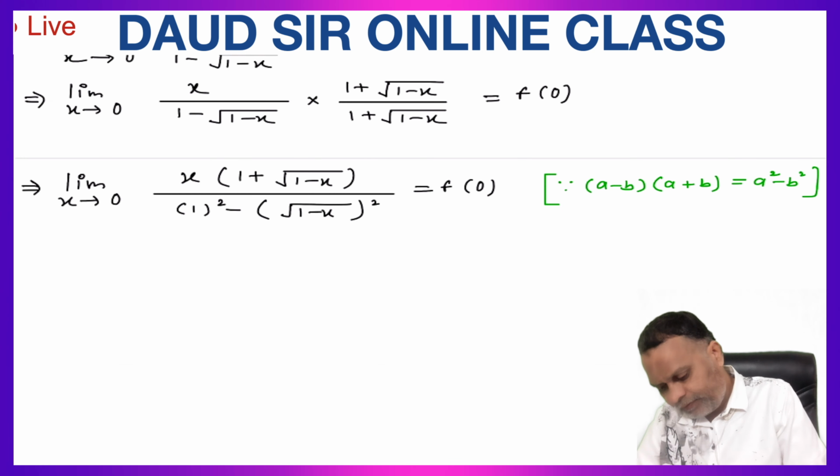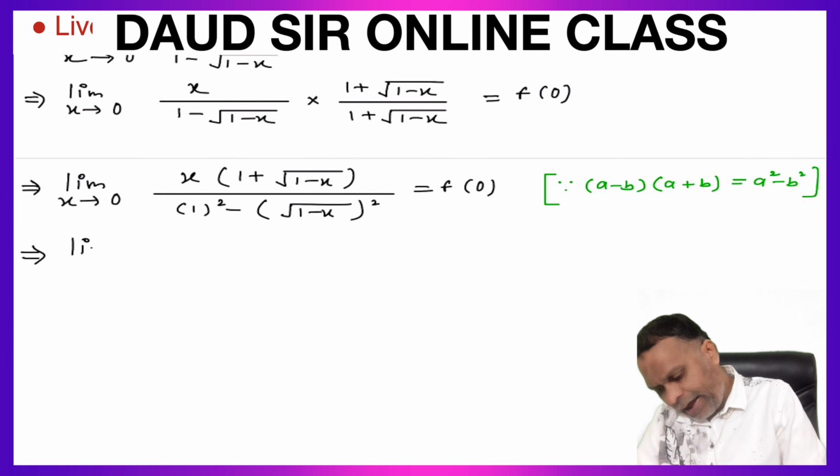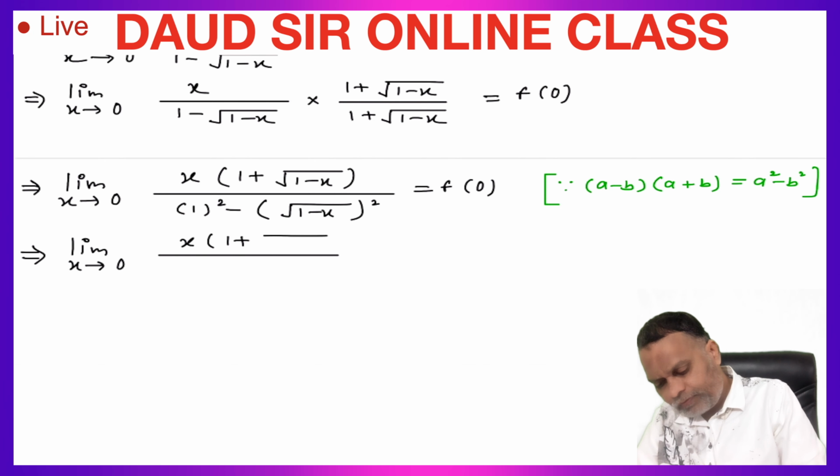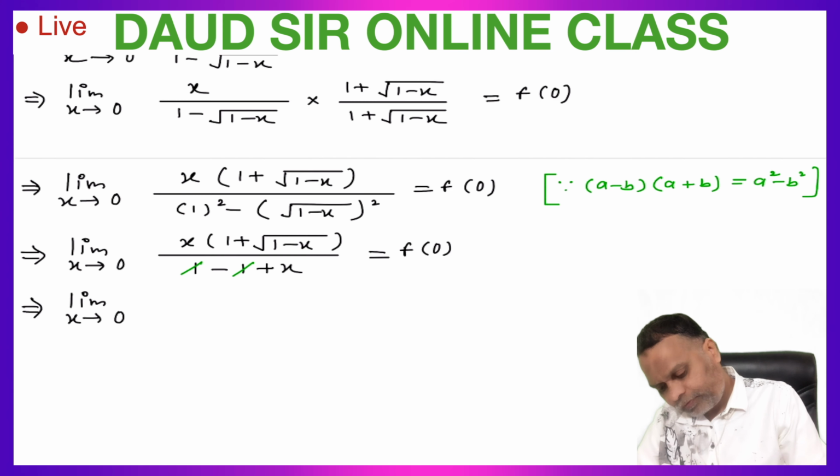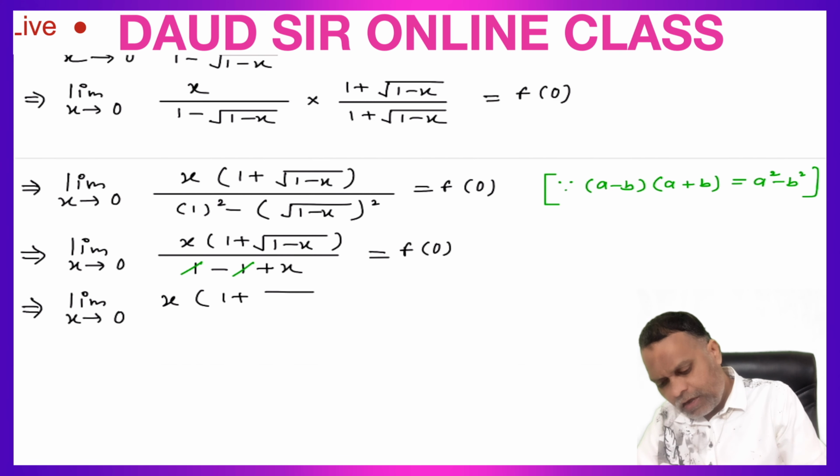Now simplify this. Limit x tends to 0, x into 1 plus under root 1 minus x upon 1 square minus, remove this under root and multiply by minus sign, minus 1 plus x, is equal to f of 0. This negative 1 and positive 1 get cancelled, which implies limit x tends to 0, x into 1 plus under root 1 minus x upon x.